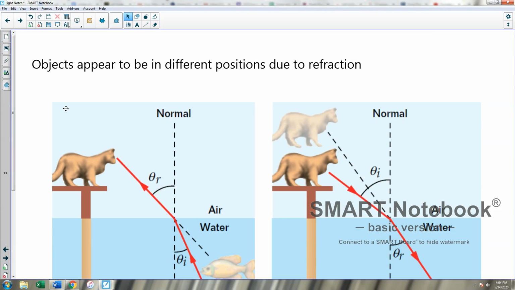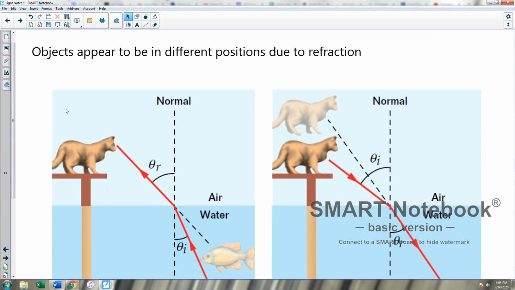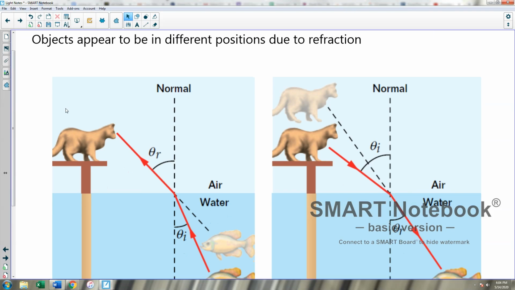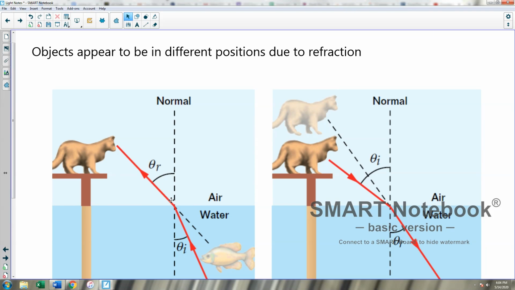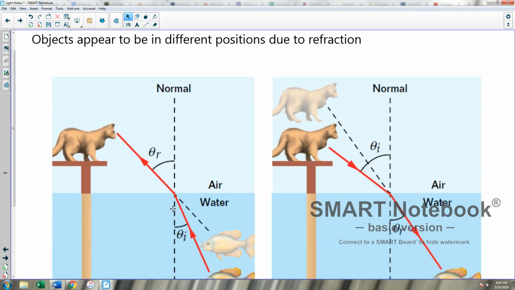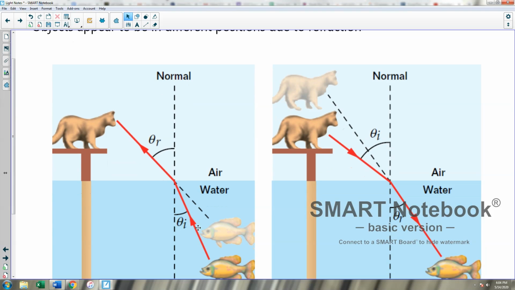Okay, so this also changes how things appear in water or glass. So obviously, remember, your eye can only perceive light as coming from a straight line source. So if light is speeding up as it exits the water, it's going to bend away from the normal. But your eye is always going to perceive something as coming from a straight line. So things always appear to be shallower in water than they really are.